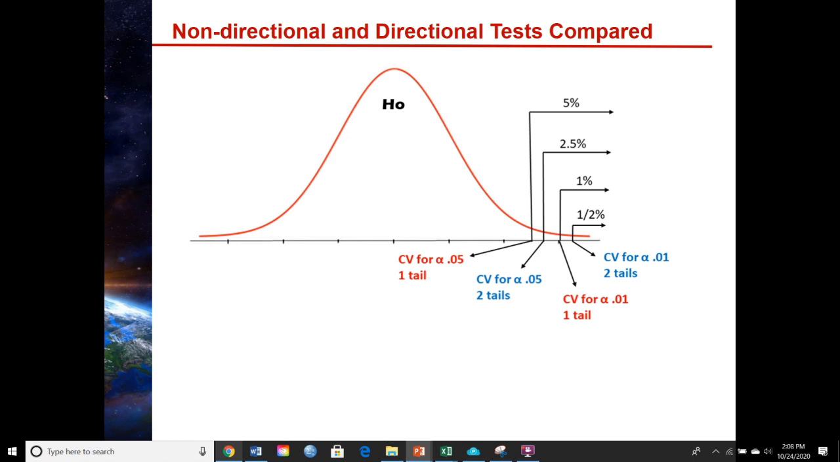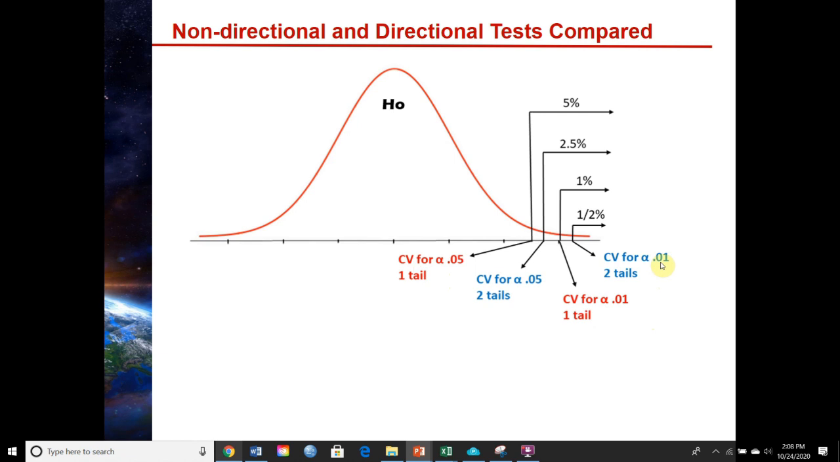So I said compare apples to apples. So if we were to compare alpha 0.05, one tail, and alpha 0.05 two tail, that's comparing apples to apples. Which one is going to be easier, the two tail or the one tail test? It's the one tail test, right? It's easier to reject H0 with the one tail test.